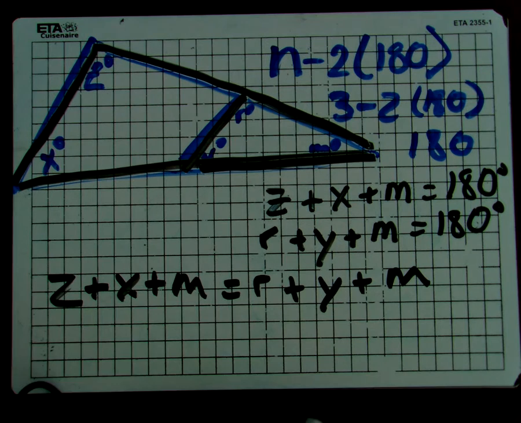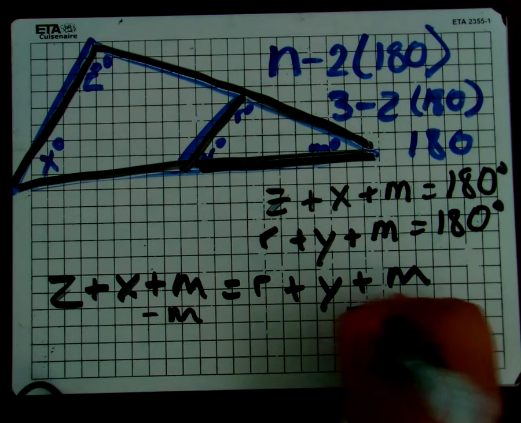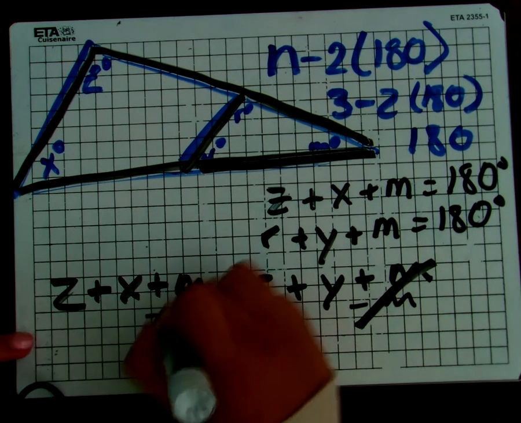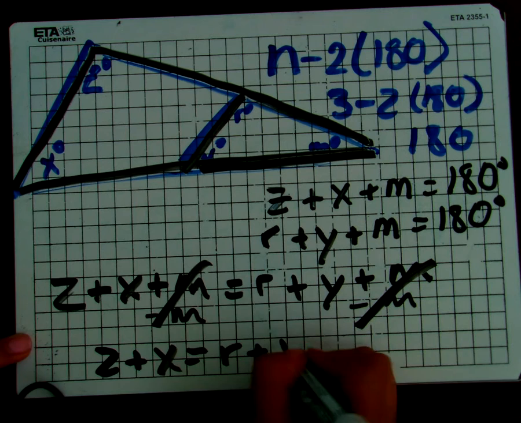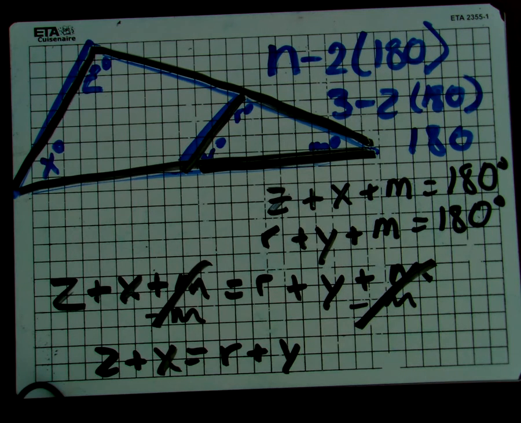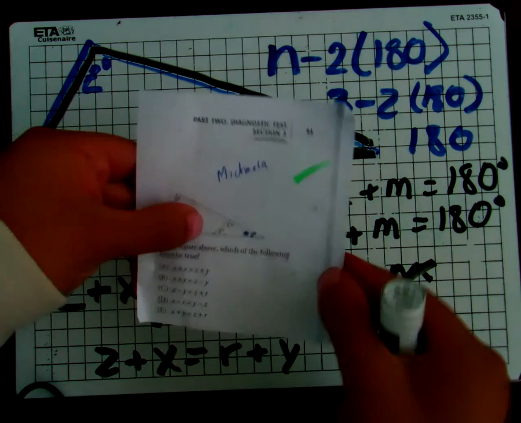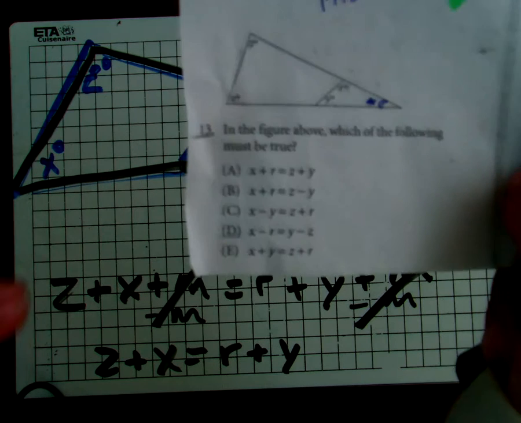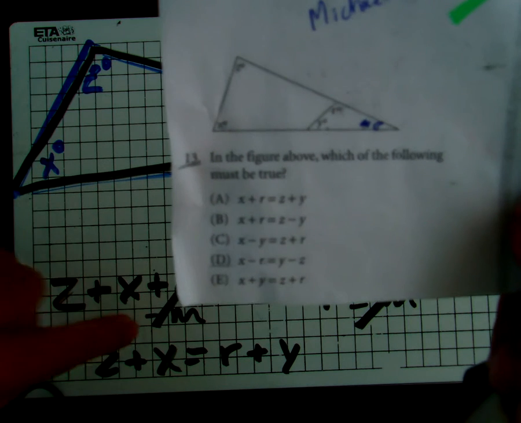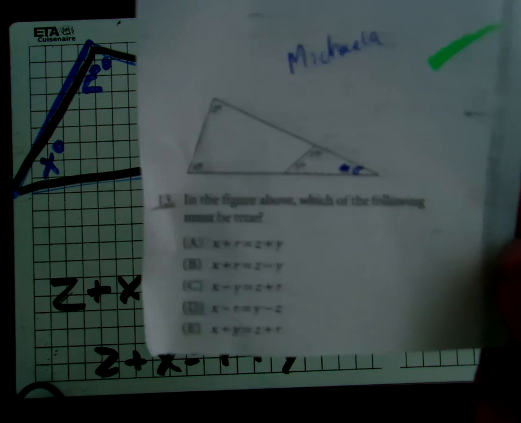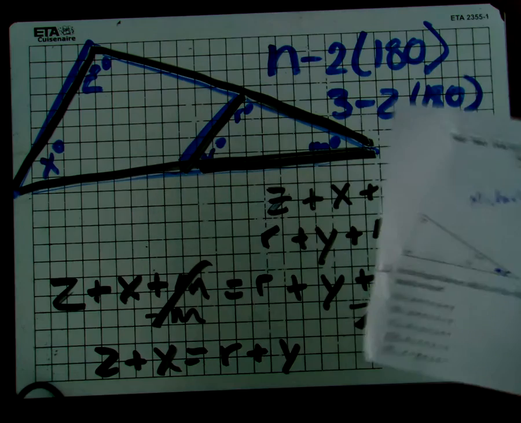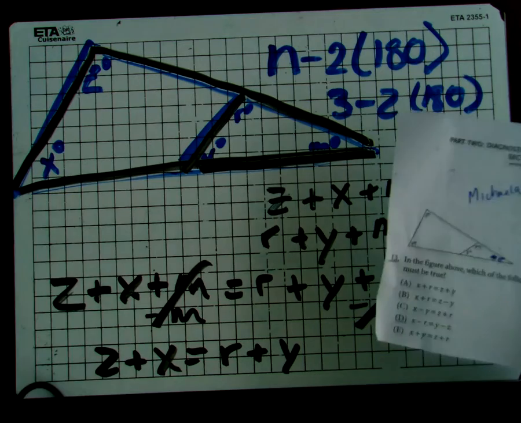Well, what do we have here? We have M on both sides. So if we subtract M from both sides, we will get rid of the M completely and be left with Z plus X equals R plus Y. So now, as you can see in the answer choices, Z plus X on one side is not here. It's not in the answer choices, so that means we're going to have to rearrange our equation in order to get one of these answer choices.